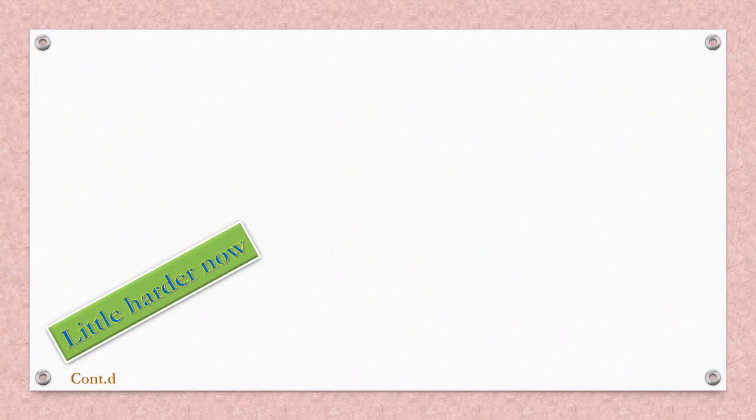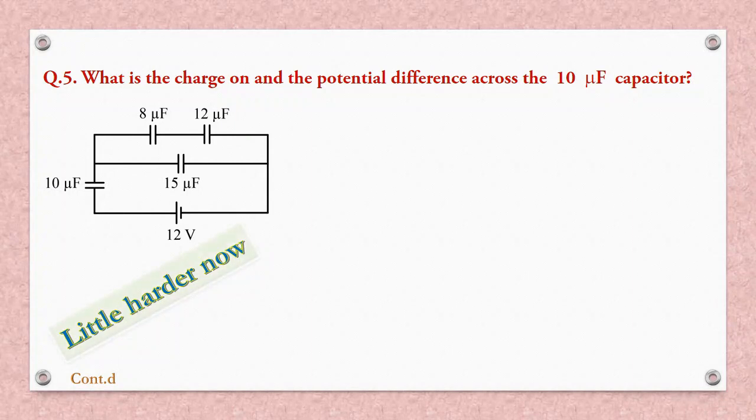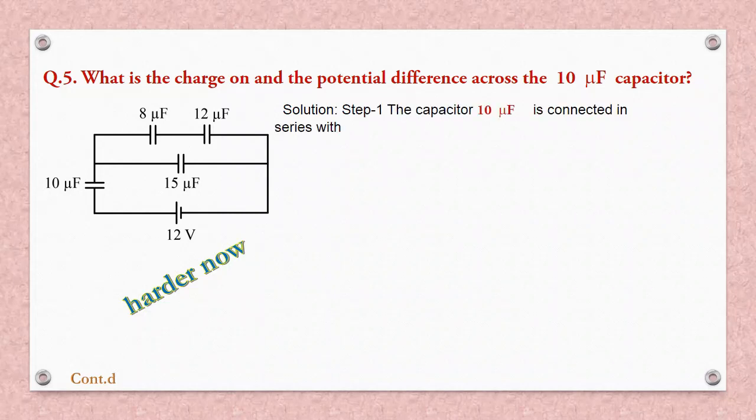Now we're going to the little harder question, that is level 2. What is the charge and the potential difference across the 10 microfarad capacitor that I was talking about? In the previous problem, the 10 volt was directly connected across the 15 microfarad, but this time a 10 microfarad is coming in series.